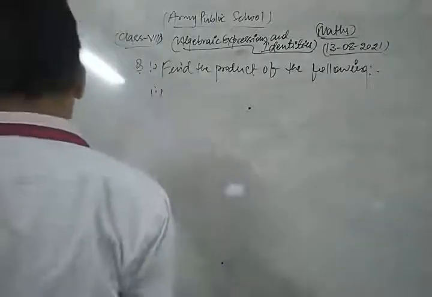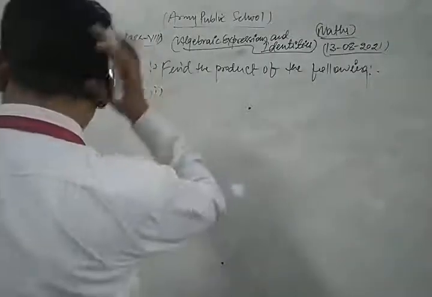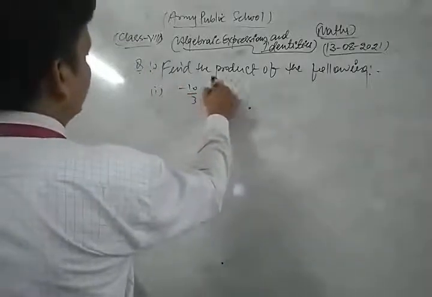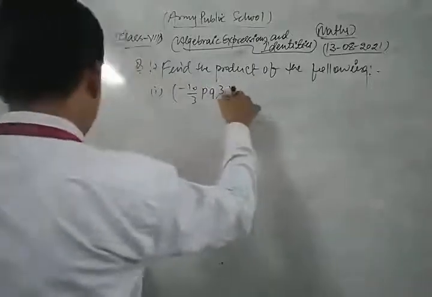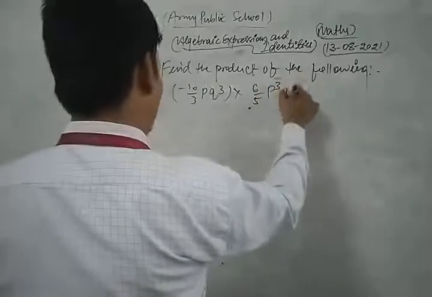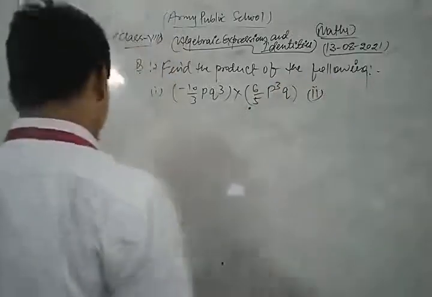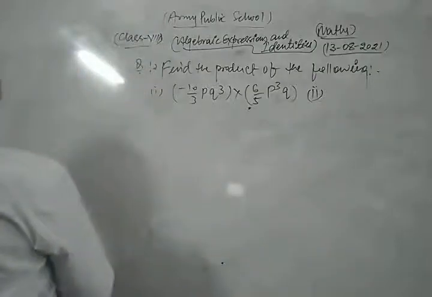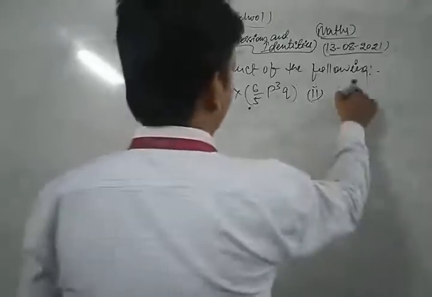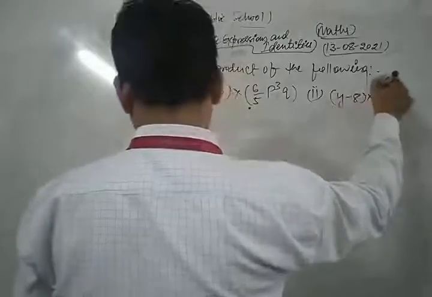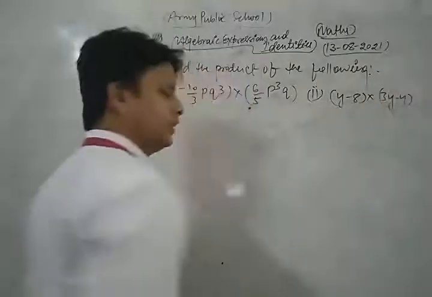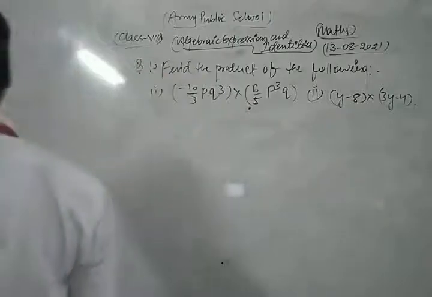First part, we take some important question. This is minus 10 upon 3 p q multiplied by 6 upon 5 p q squared. Second one, dear friends, y minus 8 multiplied by 3y minus 4. Now look, we simplify them. We find the product of these expressions.